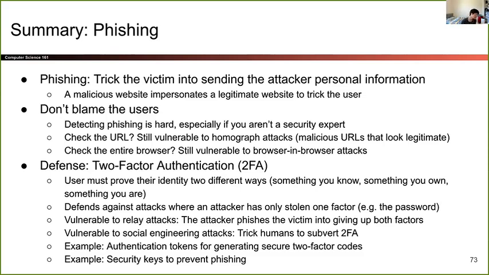To defend against this, generally, it's just two-factor authentication, where you prove your identity using multiple of something you know, something you own, and something you are. This defends against attacks where the attacker has only stolen, say, the password or one of the other factors, but is vulnerable to relay attacks where the attacker can just trick the victim into giving them both the factors, and it's vulnerable to social engineering because oftentimes customer support will just bypass 2FA for you. We talked about authentication tokens as an example of 2FA, and we talked about security keys, which are much better than authentication tokens, and they're impervious to phishing attacks altogether.